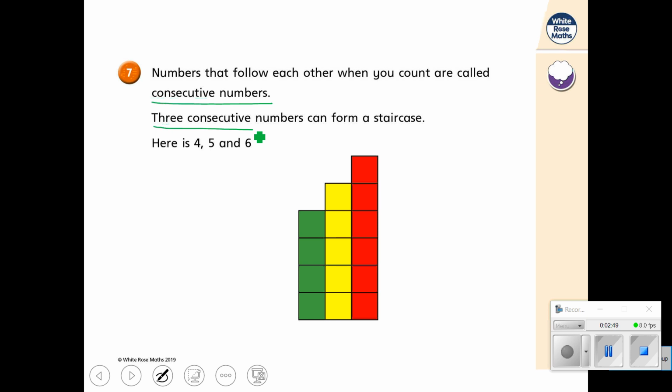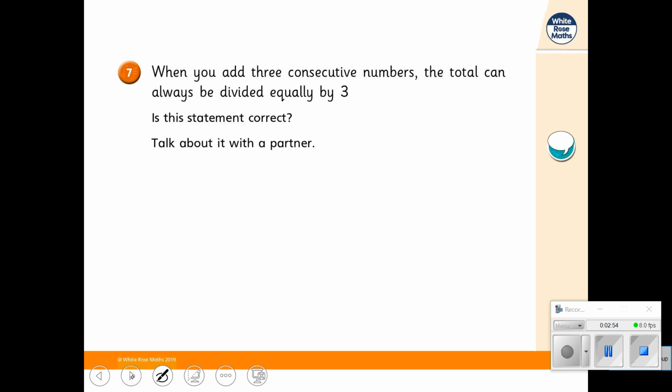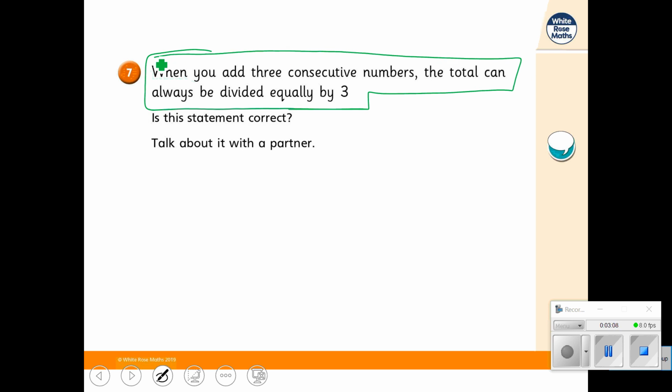Here is 4, 5, and 6, and it has been drawn for you here. Now, when you add 3 consecutive numbers together, the total can always be divided equally by 3. Is this statement correct? So here we have been given a statement, and we've got to work out whether this statement is true or false, and whether it's always true or just sometimes true.